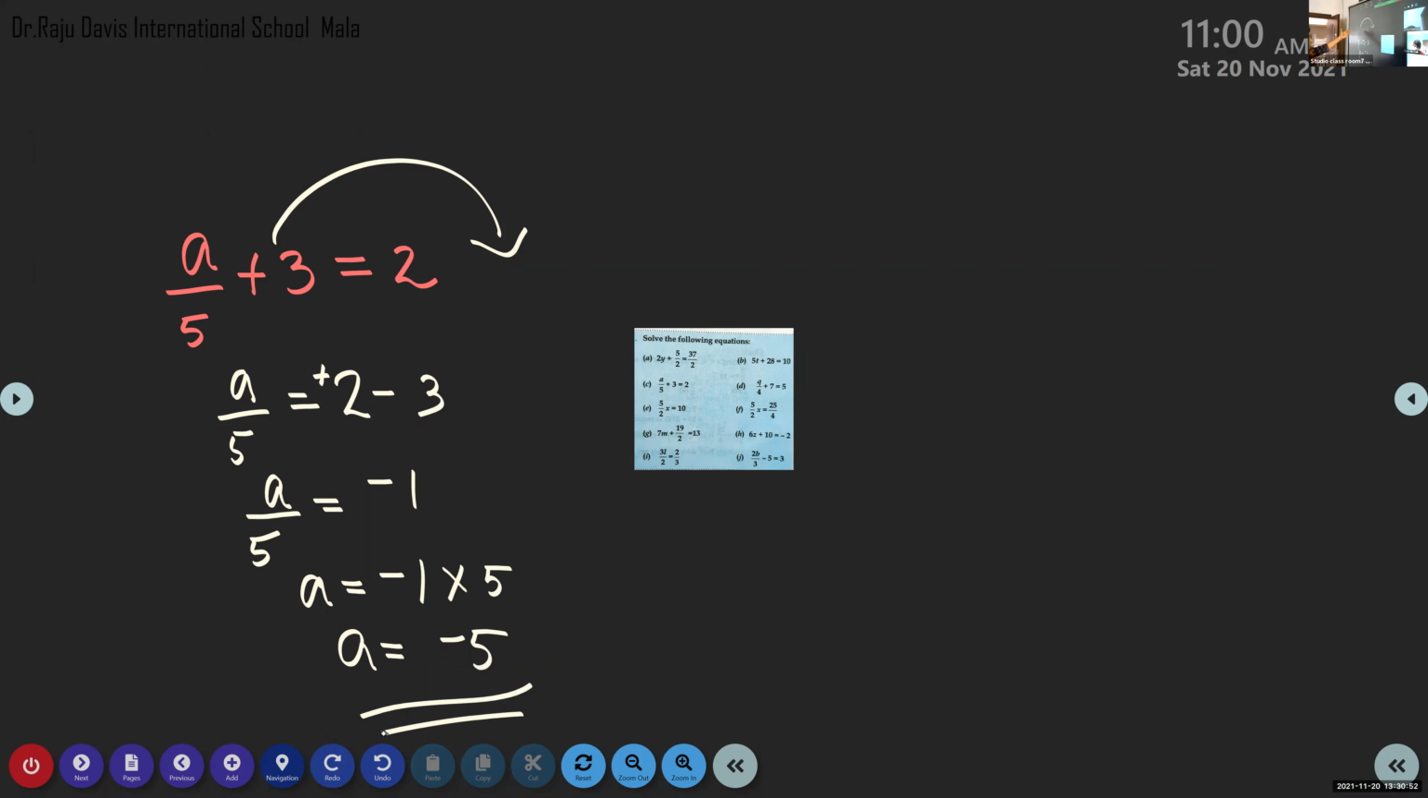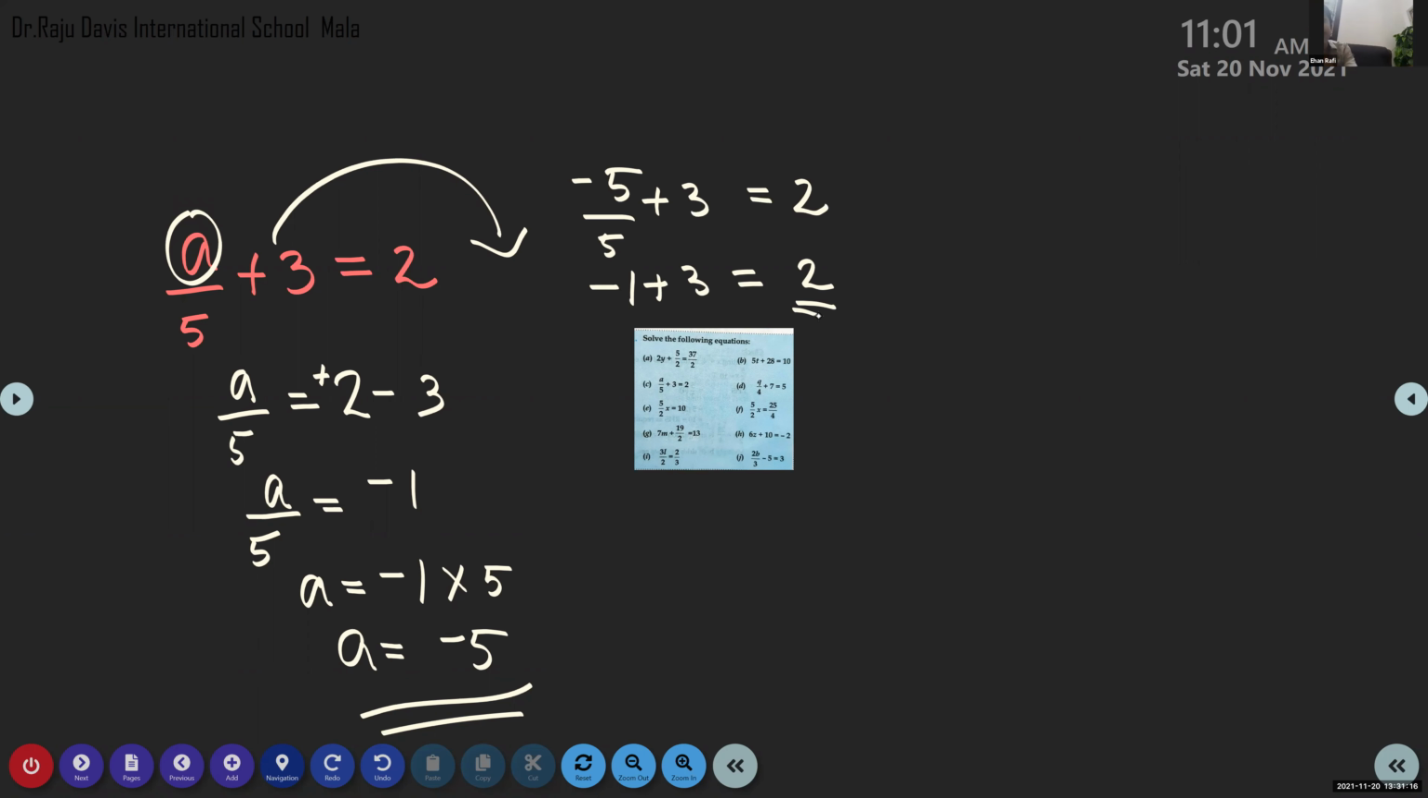Children, you can cross check this. If you put negative 5 here, a is negative 5 now we got. See, this is the equation, no? So negative 5 by 5 is negative 1 plus 3. You will get positive 2 as the answer, isn't it? Negative 1 plus 3, the answer is positive 2. So your answer is correct. Now, next question.